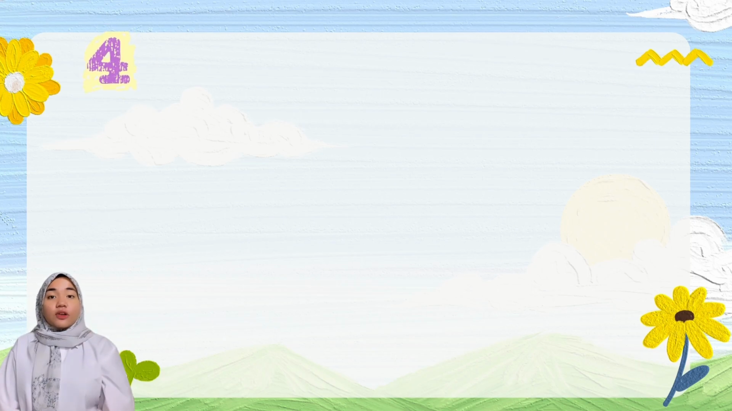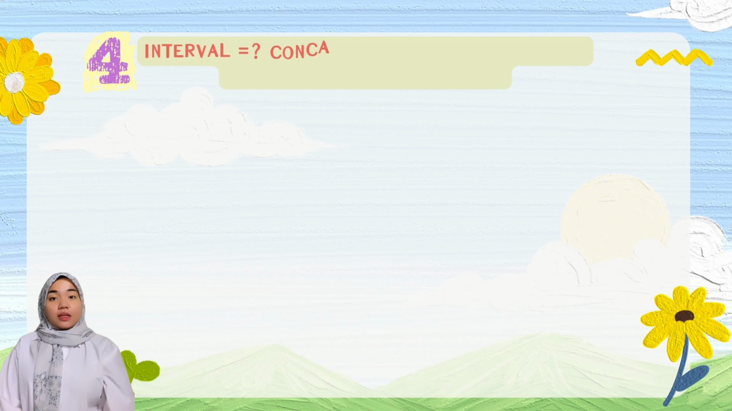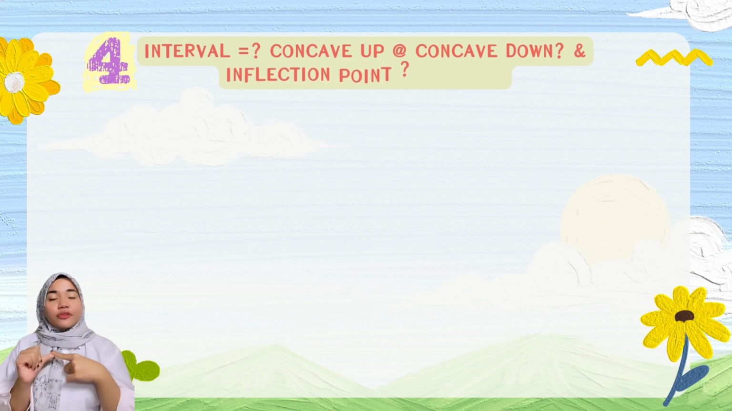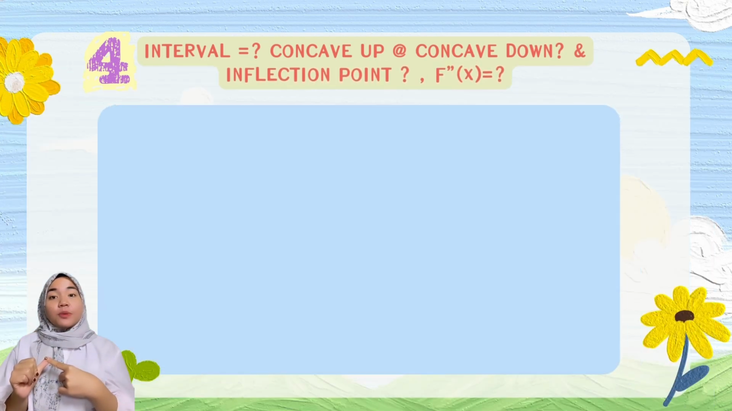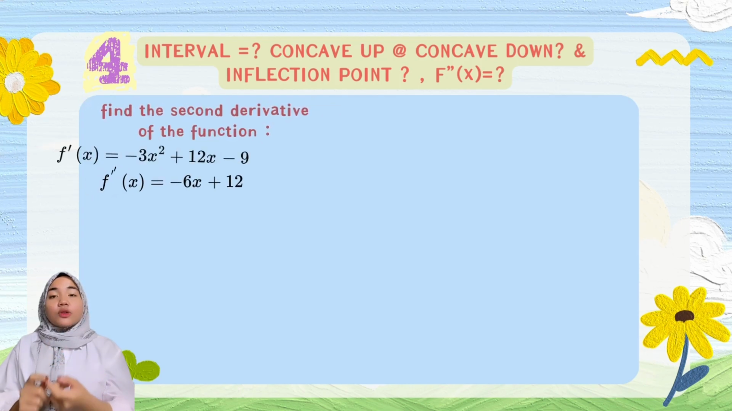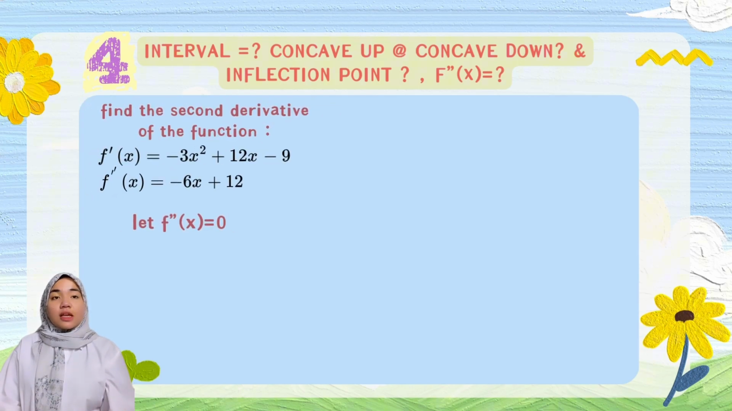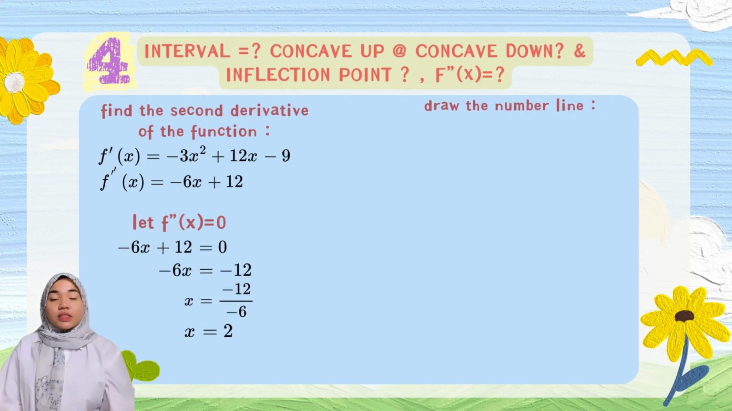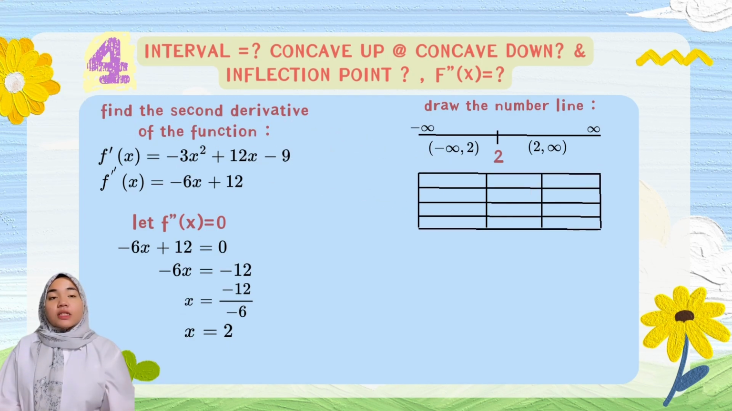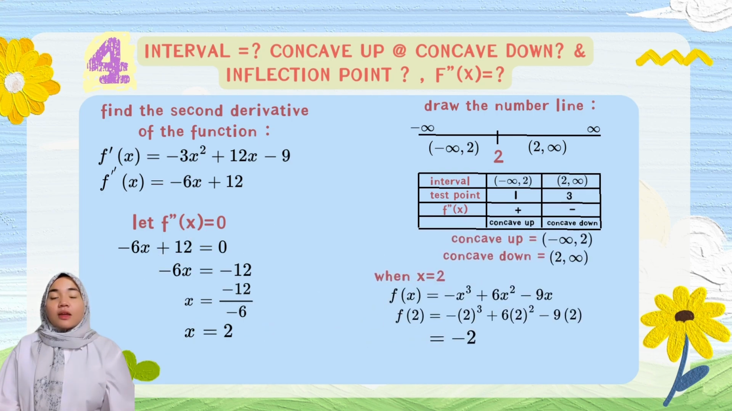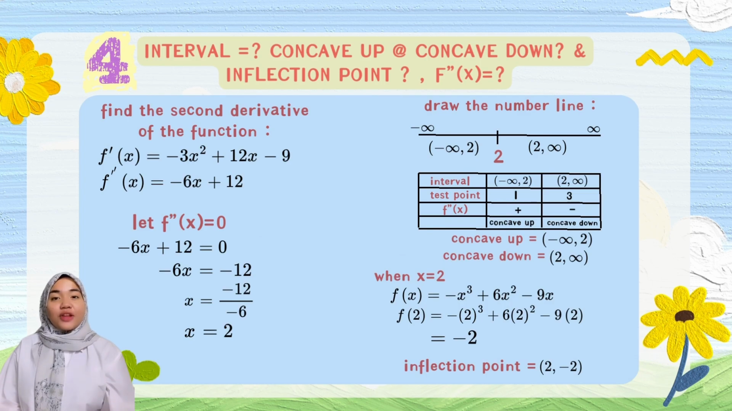Fourth, how to find the intervals of concave up and concave down, and the inflection point, using f double prime x. Let me show you. First, you need to find the second derivative of the function, and you will let the f double prime x equal to 0. Then, you need to follow the steps like before, which is you need to draw the number line and also the table. You will test points in the f double prime x. Then, we assume positive as concave up and negative as concave down. The second step, you need to substitute the x into the function given, and you will find the inflection point.